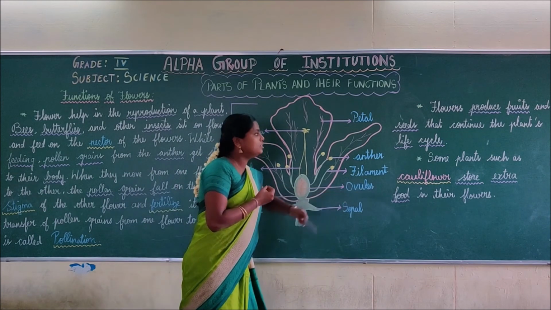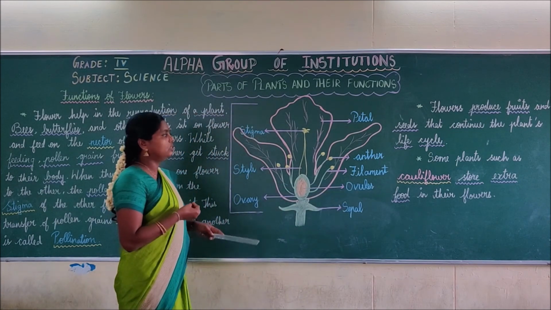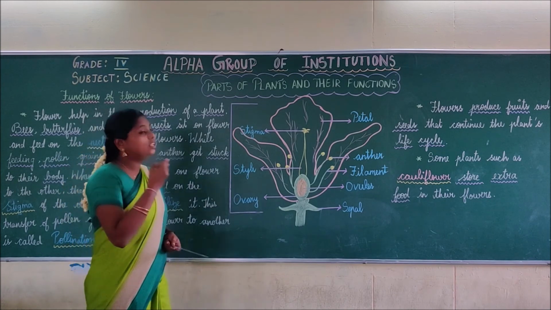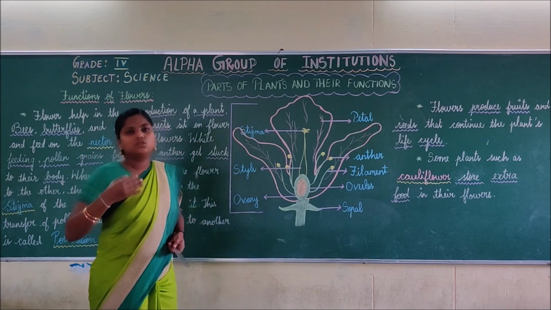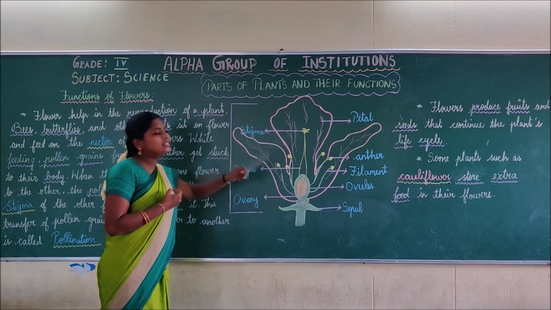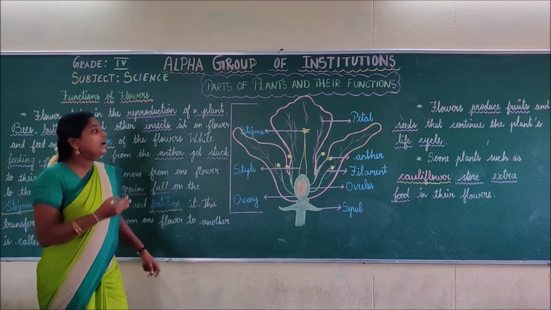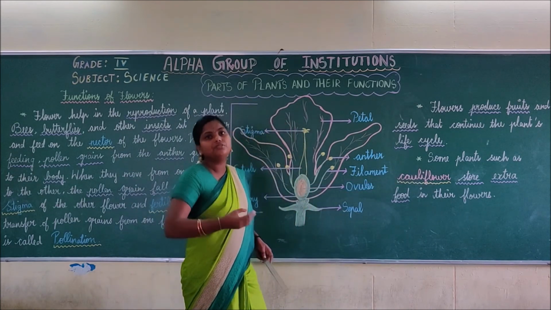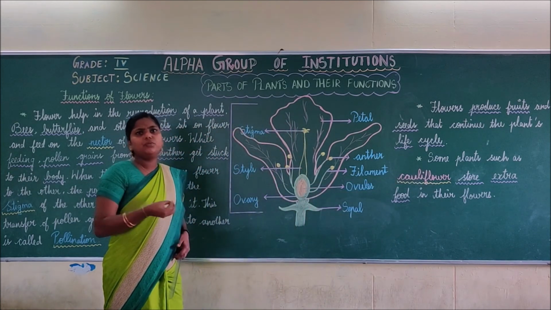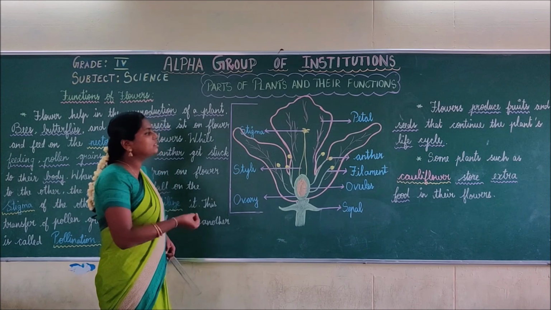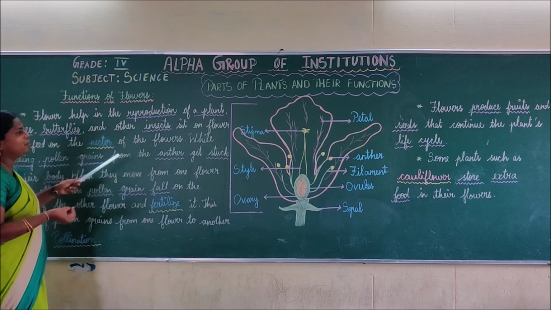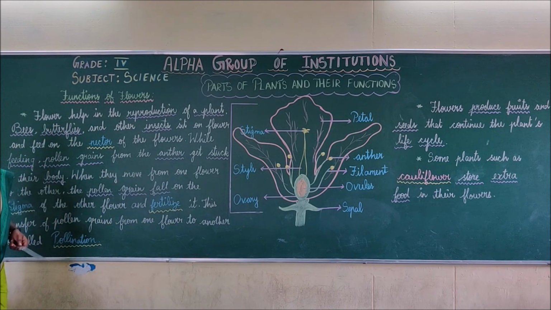The last one is extra food storage. We know that roots will store food, or leaves will store food, everything will store food. The same way, flowers are also going to store food. Plants like cauliflower will store extra food in their flower, so that they can use it. Everyone likes cauliflower, isn't it? Everyone will eat it with happiness on their face, because it is a beautiful, delicious dish, whatever we make of it. So is it clear, students?